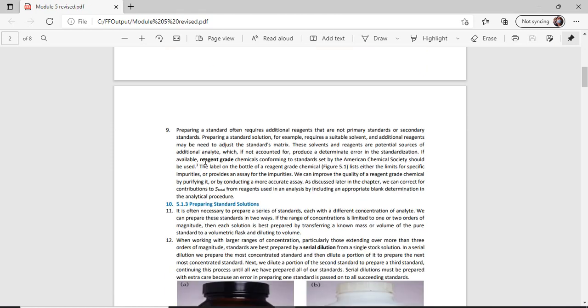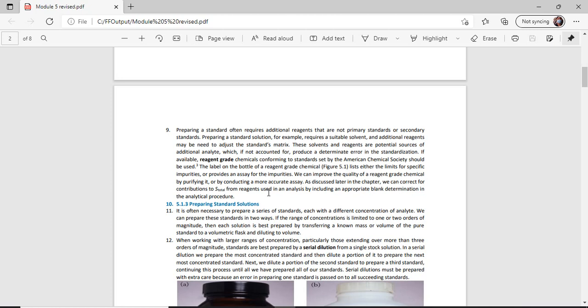Now you have other reagents here. Preparing your standards often requires additional reagents that are not primary standards or secondary standards. Preparing a standard solution, for example, requires a suitable solvent. An additional reagent may be needed to adjust your standard's matrix. These solvents and reagents are also potential sources of additional analyte in your sample or solution, which is not accounted for.